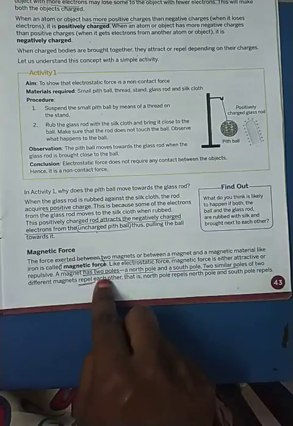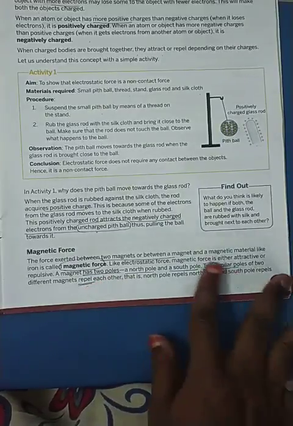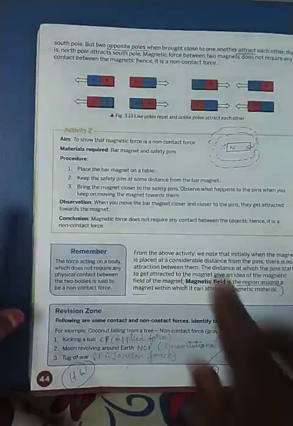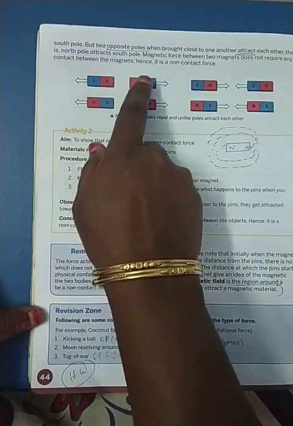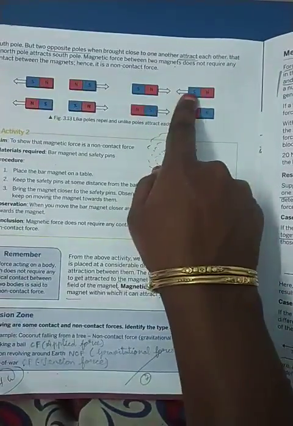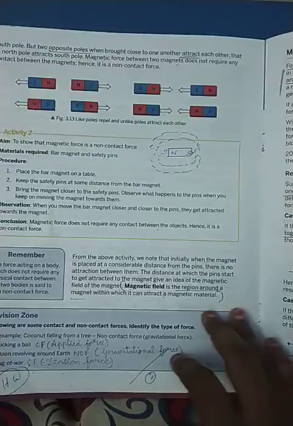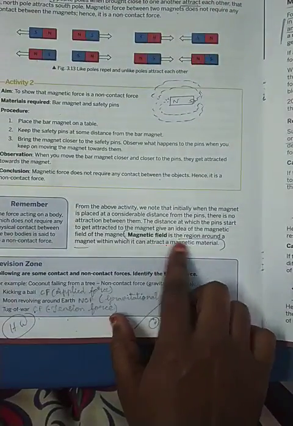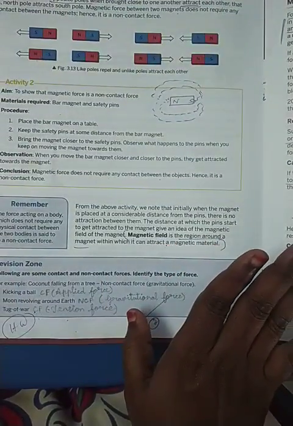So two poles are either repelling or attracting. That is what they have shown here in this example. South north, north south. Here they will be repelling because both the poles are the same. Here the poles are different, so they will be attracting. So what is this magnetic field? The region around the magnet is called the magnetic field.